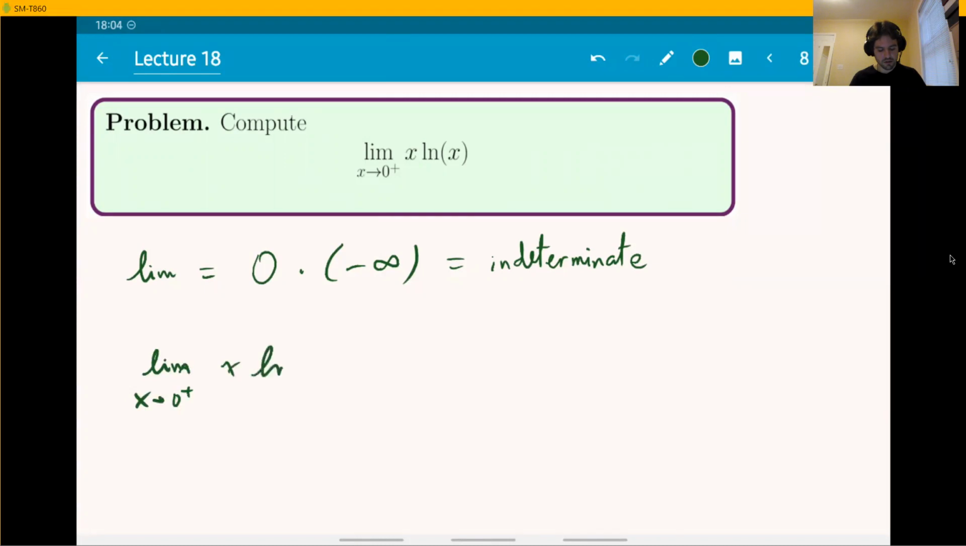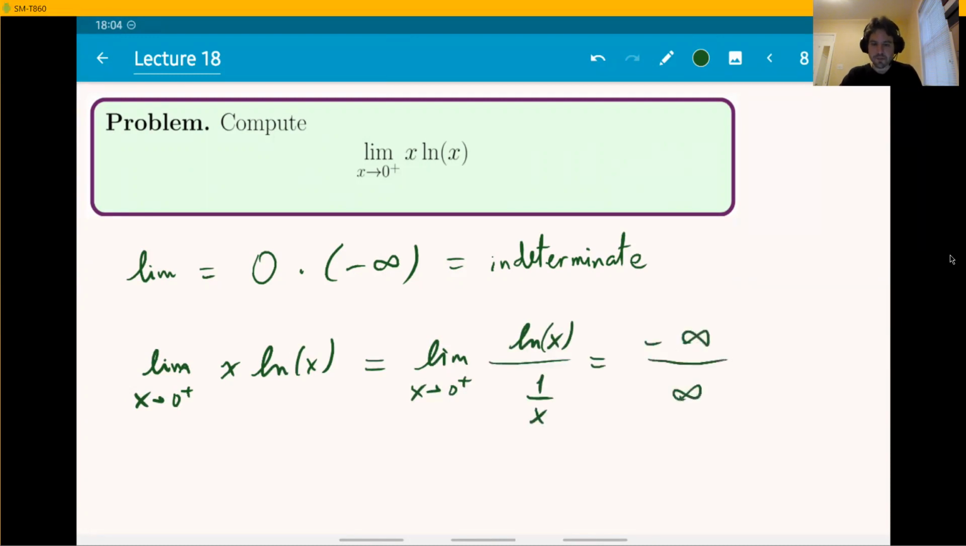This limit, ln x here, is equal to, so ln x remains in the numerator, but x goes to the denominator as 1 over x. This is still the same function, but now it is of the form infinity over infinity. We already knew that ln x is going to minus infinity, whereas the function 1 over x, if x is positive but very small, is a positive but very large number, so it's going to infinity. And if it is infinity over infinity, we can do L'Hopital.